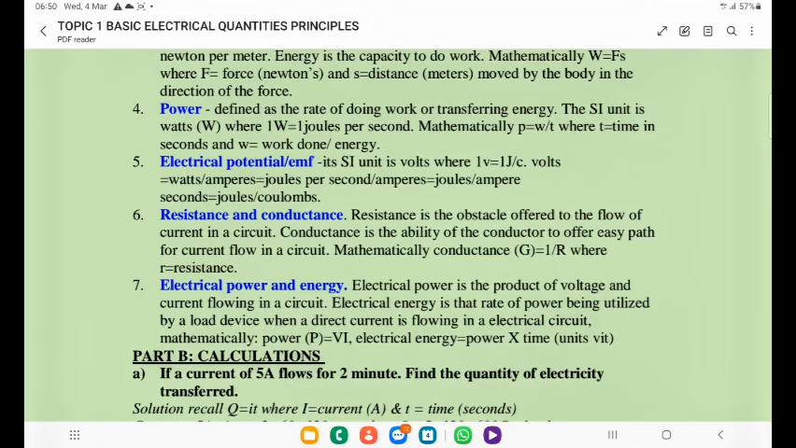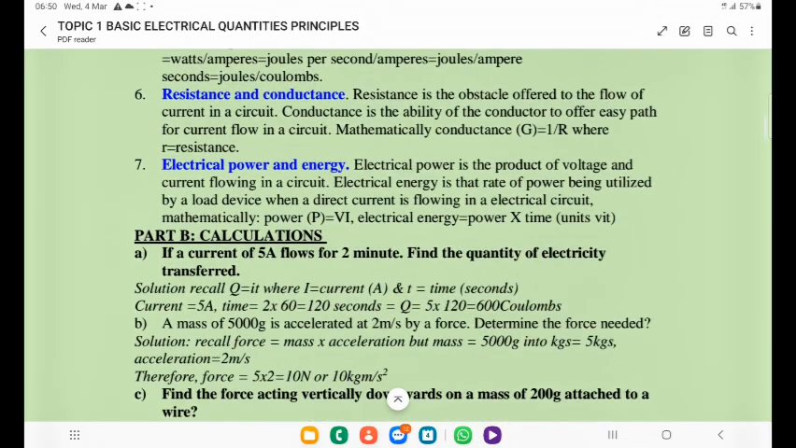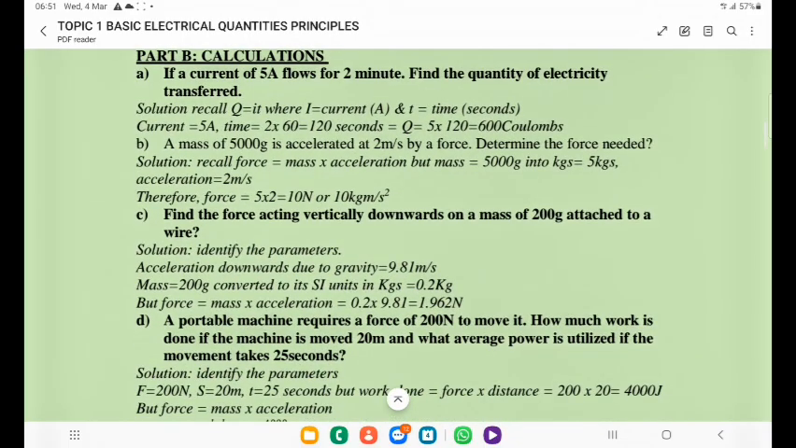Then we have electrical power and energy. Electrical power is the product of voltage and current flowing in a circuit. Electrical energy is the rate of power being utilized by a load when a direct current is flowing in an electrical circuit. So mathematically, P equals VI, which is voltage times current. Then electrical energy will be equal to power times time. So those are the definitions that we look at, and in part B we look at the calculations.